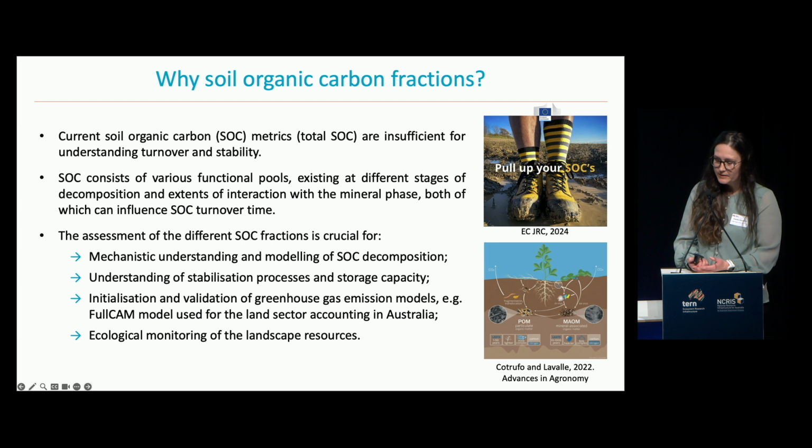Why is the assessment of these different fractions crucial? Because it provides mechanistic understanding and modeling of the soil decomposition. It helps us to understand the stabilization processes and the storage capacity. And it helps us also with the initialization and validation of the greenhouse gases emission models, as we know, the FullCAM model used for the land sector accounting in Australia. And also, it can help us with the computation of ecological monitoring indexes in landscape resources.